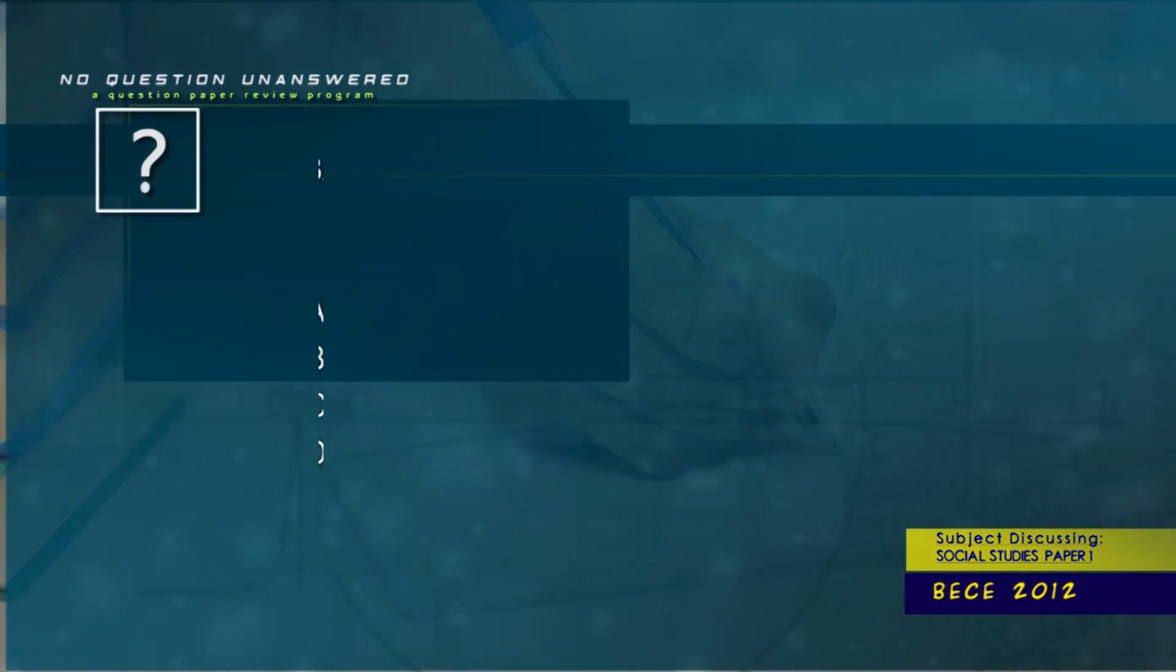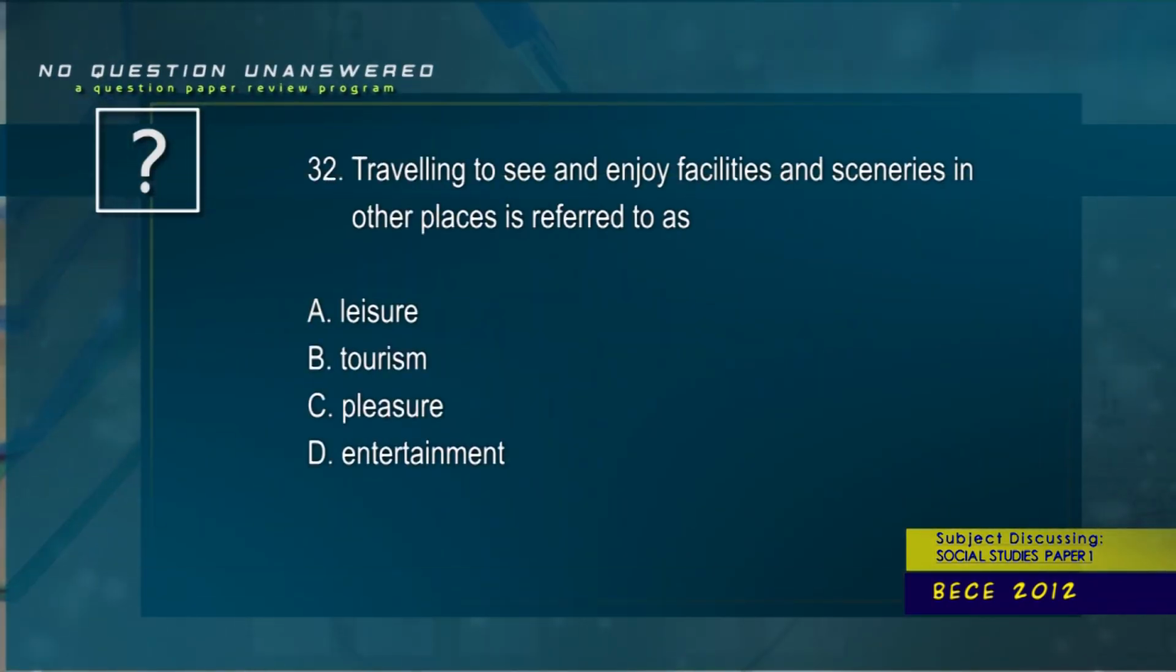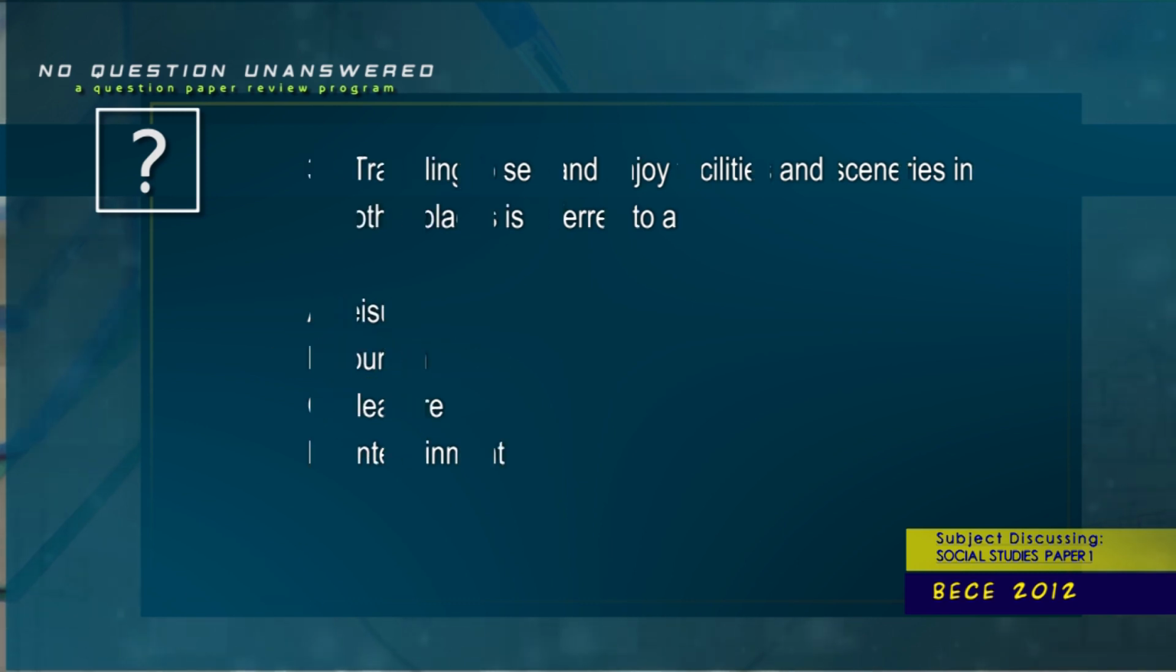32. Traveling to see and enjoy facilities and sceneries in other places is referred to as A, leisure, B, tourism, C, pleasure, D, entertainment. Viewers, the correct answer is B, tourism. Tourism is an activity of traveling to see and enjoy facilities and sceneries in other places. Okay? So you move to Kakum National Park, you are engaging in tourism.